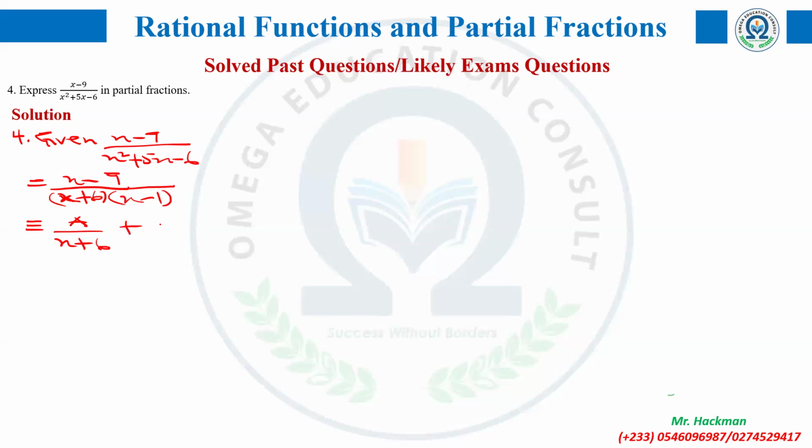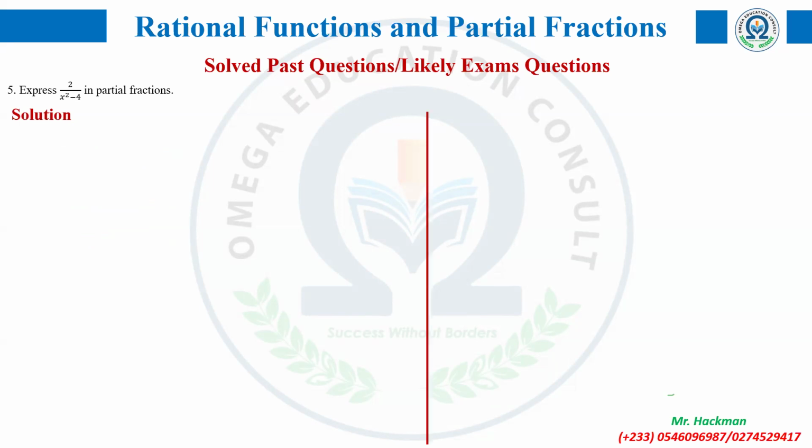b over x minus 1. So at this point, we should be good to go. From here, you've done about 70% of the work. I mean, you've untied the knots. So you should be able to go. We can all continue from here. Okay, all right. So now let's move on to question 5.